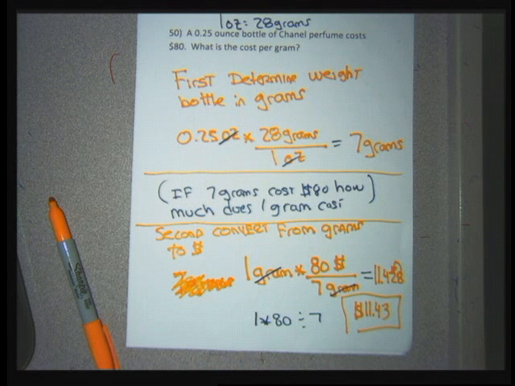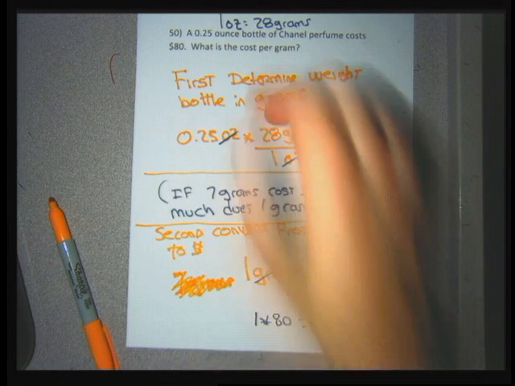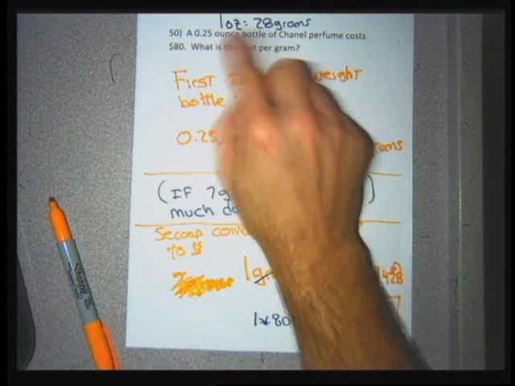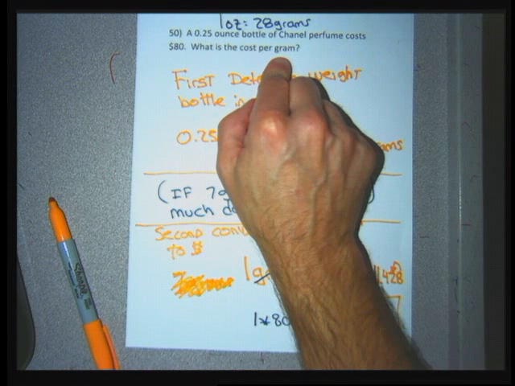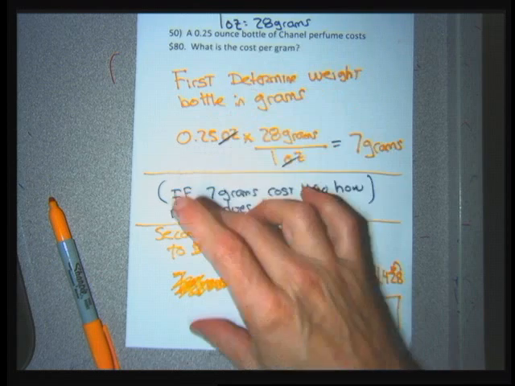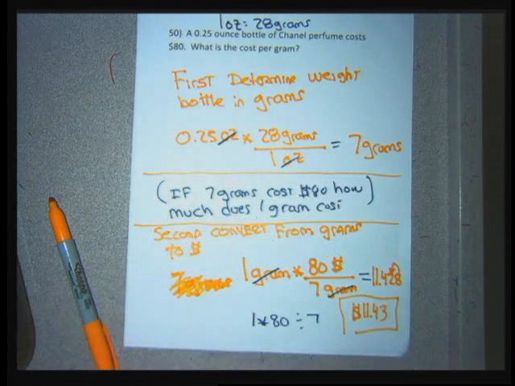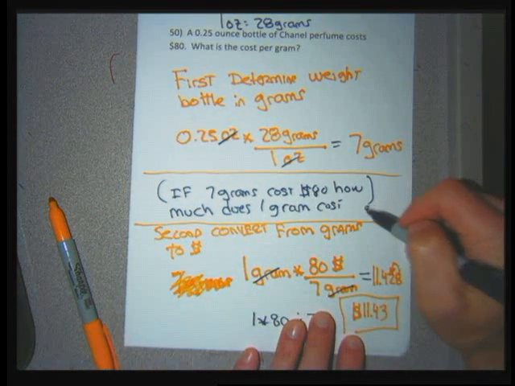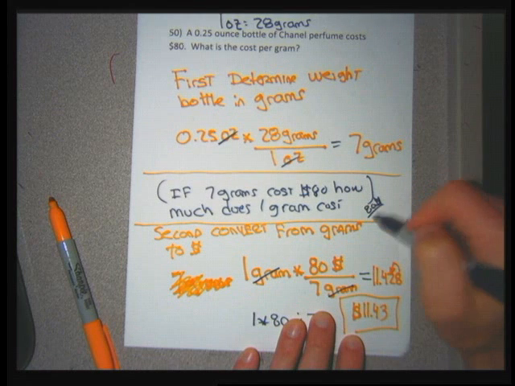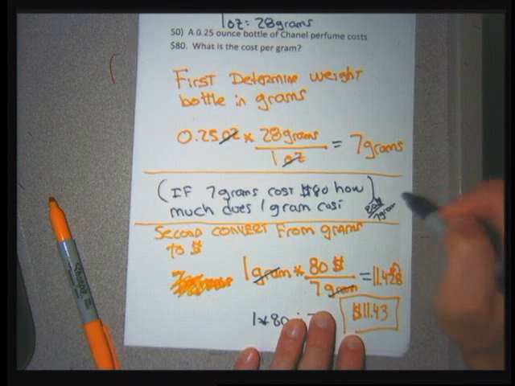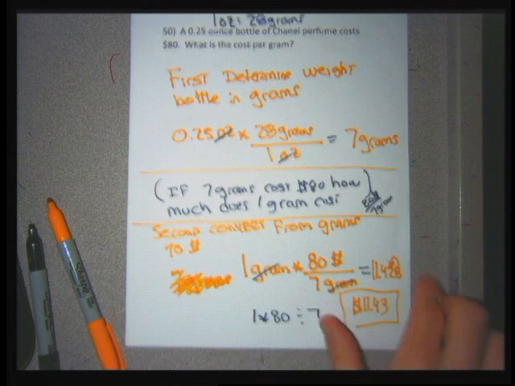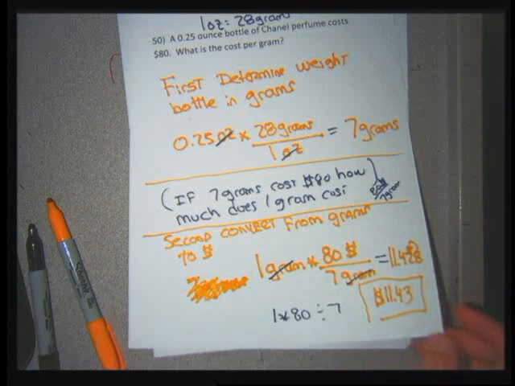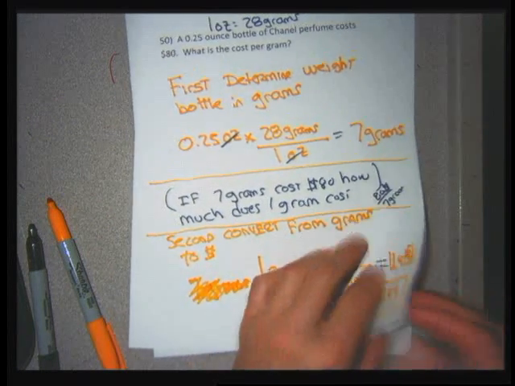But the first step you have to do, because I want the cost per gram and I'm given something in ounces, is find out how many grams I have. And then once I know how many grams I have, I don't really need to use unit analysis. I could have just taken the $80 and divided it by the 7 grams, and that would give me the cost of 1 gram. That's kind of what I did here, but I tried it in a fancy way that's probably more confusing than it's worth. Let me just bury this and move on to the next problem.